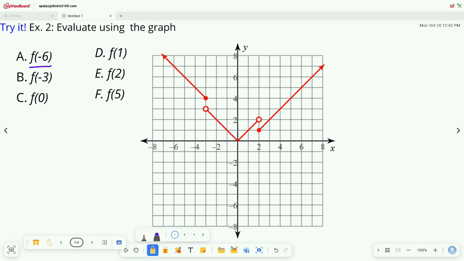What was that? No. If it was an open circle and there was no closed circle, then it would be no solution. I don't think that's going to happen though.